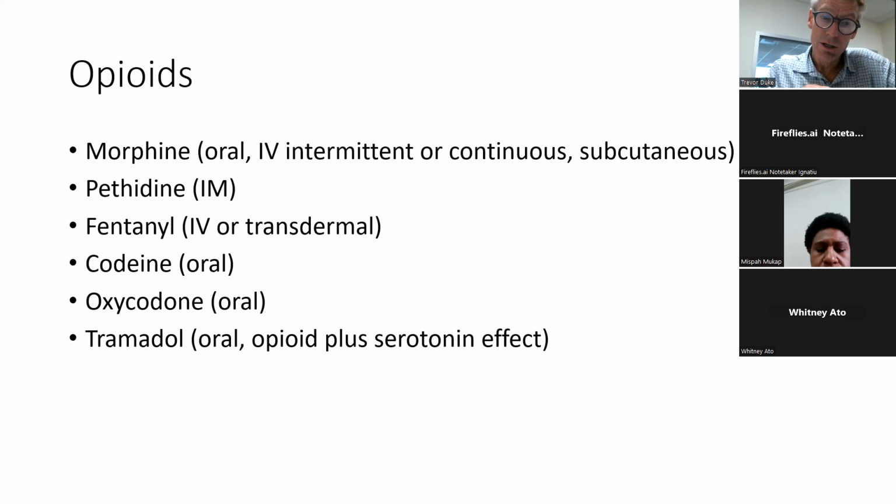Codeine is another. It's also an opioid, and it's available orally. And there's another drug called oxycodone, which is a rather similar drug. It's available orally and also intravenously as a continuous intravenous infusion. And then there's another drug called tramadol, which I know is available in a lot of private pharmacies. It has two effects. One is an opioid effect, but it also has some serotonin effects.